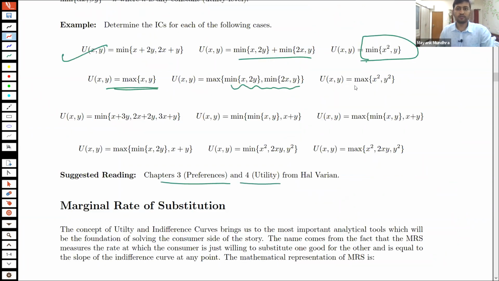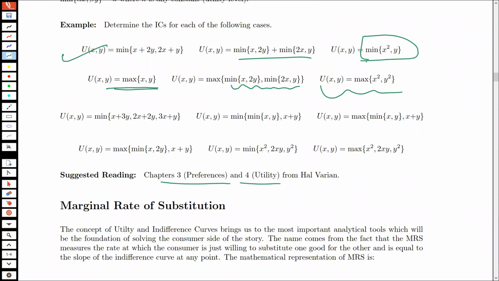All right, let's move to the next one. Utility is max of x square, y square. So can anybody tell me what this will look like? Inverted L passing through x square equals y square. Right? Yeah, inverted and passing through x square equals y square.